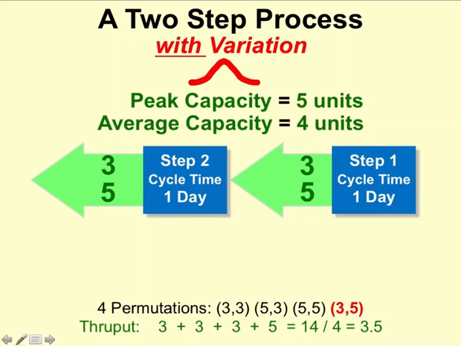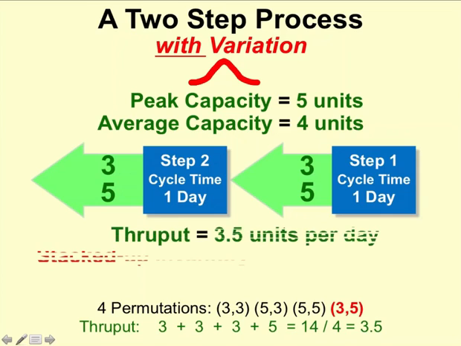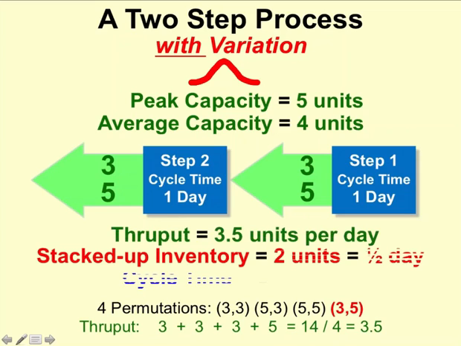You get a 3, a 3, a 3. There's 3 ways to get a 3. One way to get a 5 adds up to 14 divided by 4. It's only 3.5. Throughput's only 3.5, and inventory stacked up 2 units, which is a half a day. And cycle time now has increased because it's 1 day here, 1 day here, and a half a day stacked up. My cycle time went up to 2.5. My inventory went up to 2. Throughput went down to 3.5.